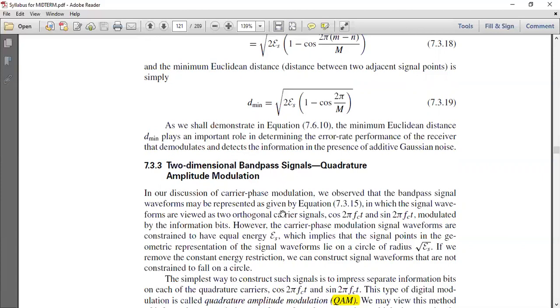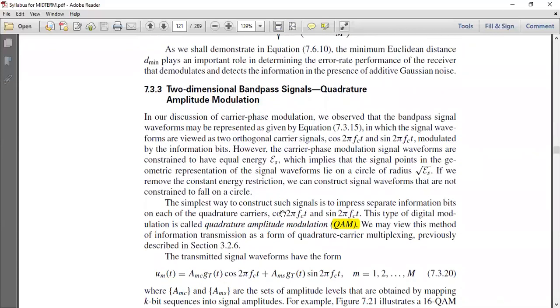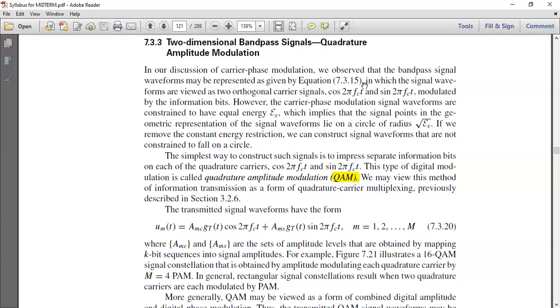So in this case, quadrature amplitude modulation, now you have a sufficient idea of how we construct the band pass signal from baseband. In this case, we are using the same scheme: A_mc cosine 2 pi f_c t, A_ms g(t) sine 2 pi f_c t. This is the transmitted signal in case of quadrature amplitude modulation. We are using two quadrature carriers. One is cosine 2 pi f_c t and the other is sine 2 pi f_c t. So this type of digital modulation is called QAM.